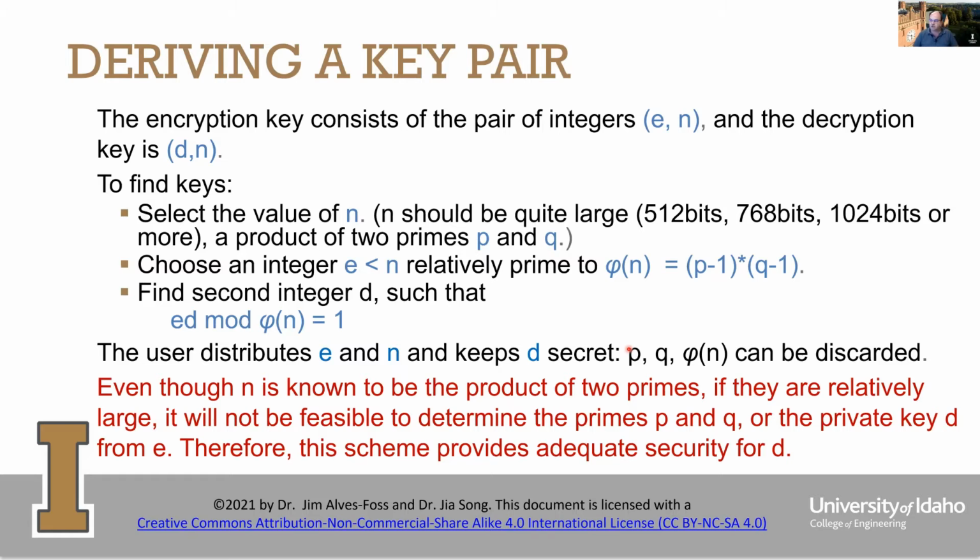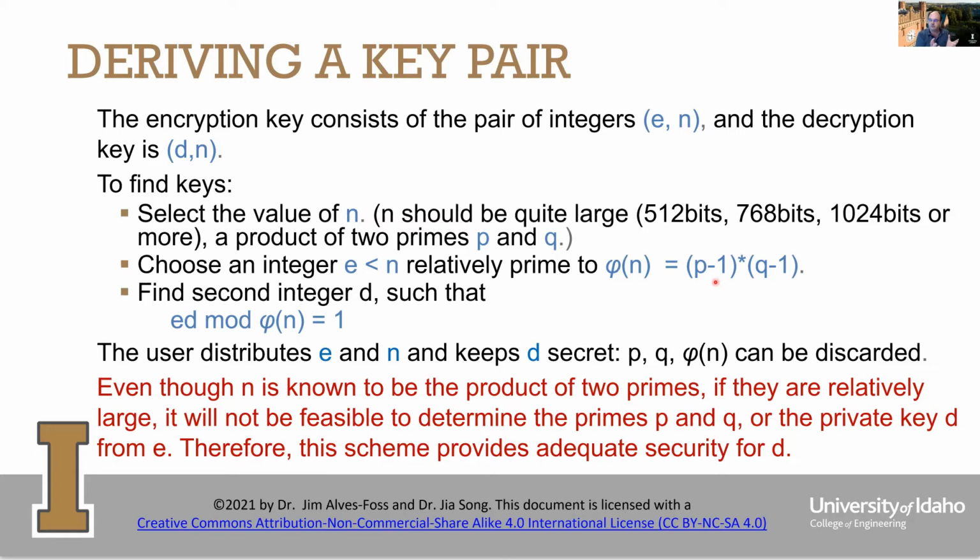And then we choose an integer E, relatively prime to what we call the Euler totient function of N, which is just these two numbers, P minus 1 times Q minus 1. Now notice this P minus 1. Remember when in the Diffie-Hellman, the primitive roots, there's P minus 1. There are P minus 1 values less than P. P minus 1 values here, they're relatively prime to P. There's Q minus 1 values relatively prime to Q.